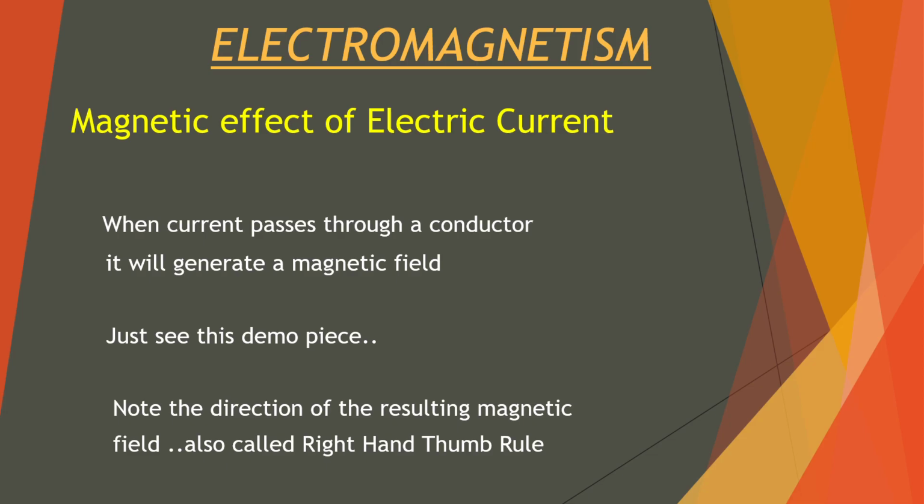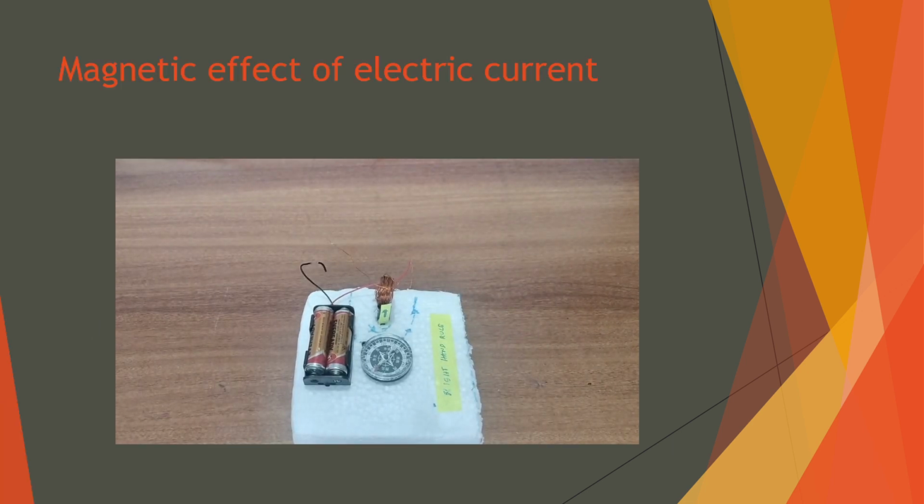Let's see this demo which shows how electric current passing through a conductor generates a magnetic field. Here you should note the direction of the magnetic field is also given by the right hand thumb rule. Let's continue our journey on magnetic fields. This is a demo for the magnetic field generated by an electric current, called the magnetic effect of electric current.